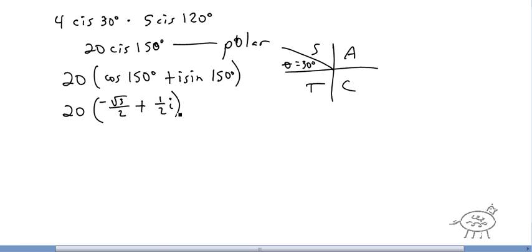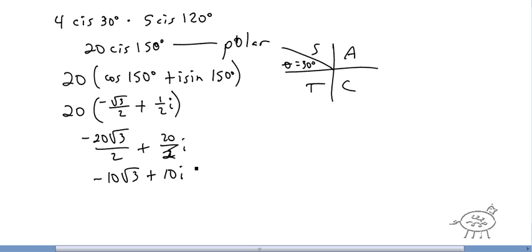Okay, and then now you have to distribute. Now this one you're going to get a little bit more of an answer here, but I'll show all my work here. Negative 20 root 3 over 2 plus 20 over 2i. And then just simplify. So it's negative 10 root 3 plus 10i. Okay, so this is rectangular form, and this guy up here was polar form. All right, so that's it for product. Okay, so let's do the quotient property.